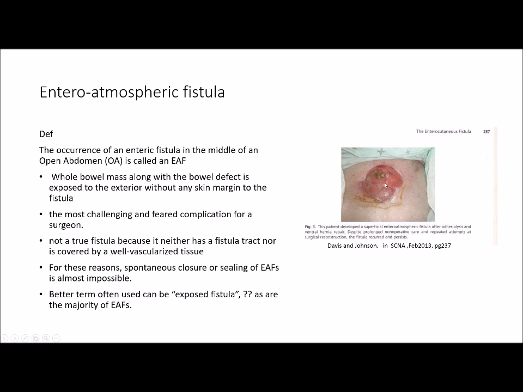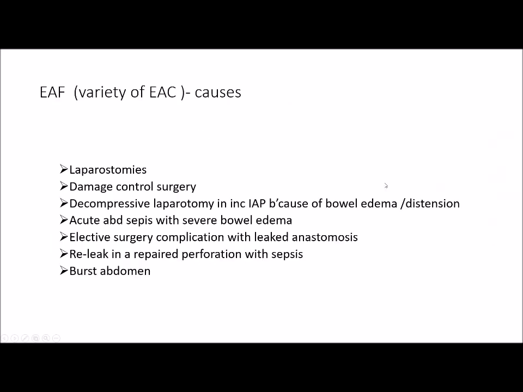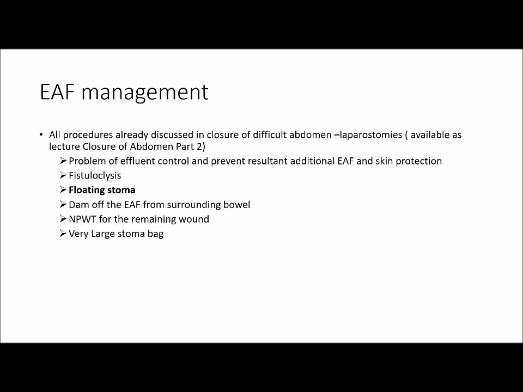This was a floating stoma, right? So it doesn't have any skin anchorage. Dam off the EF from the surrounding bowel, separated from the surrounding bowel, and negative pressure wound therapy for the remaining wound is perhaps one of the best options available. A floating stoma, dam of the EF, and negative pressure for the remaining wound. And for that, you have to have a very large stomal bag.